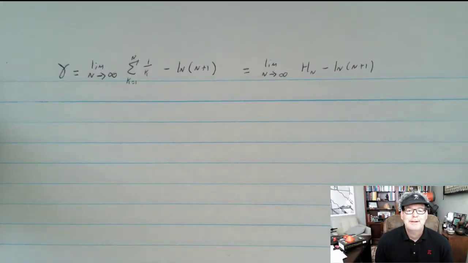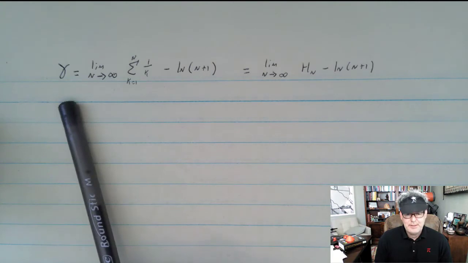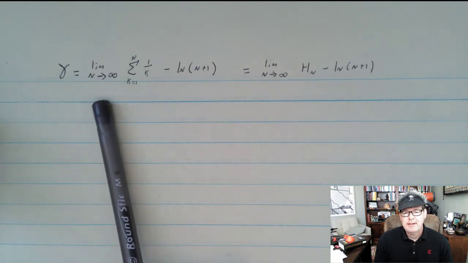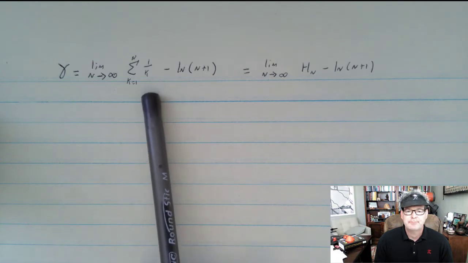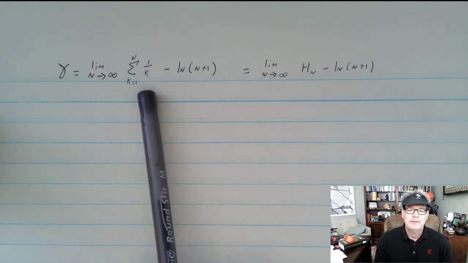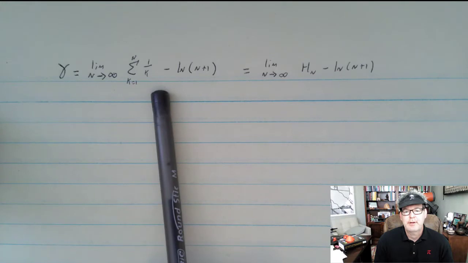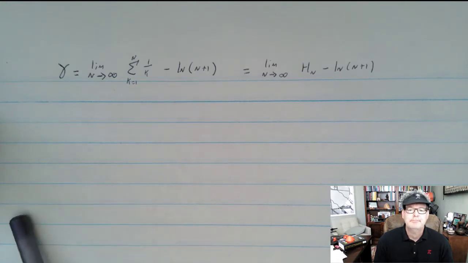Hello. I want to look at an interesting constant and an interesting series related to that constant. The constant is gamma. It's defined as the limit as n goes to infinity of the harmonic series, at least the partial sum, sum k equals 1 to n, minus the log of n plus 1. So put it that way. So it's that limit.